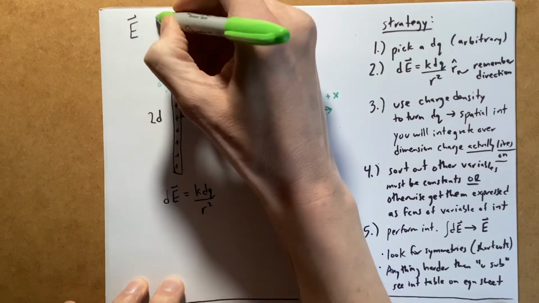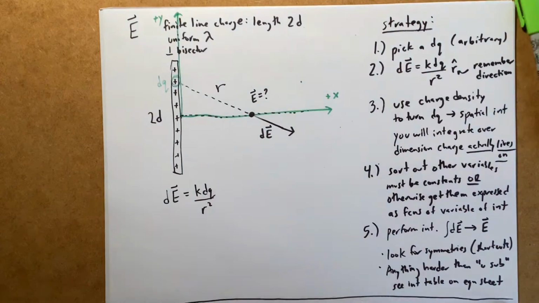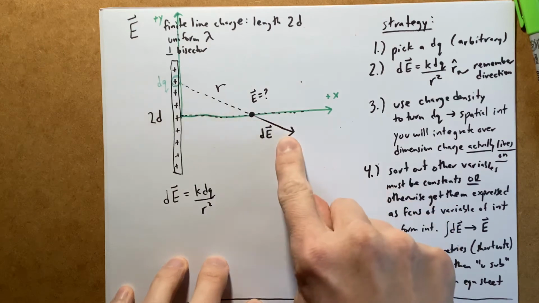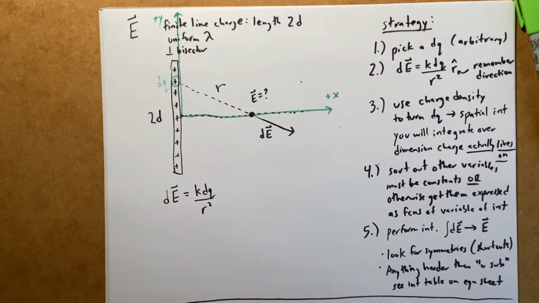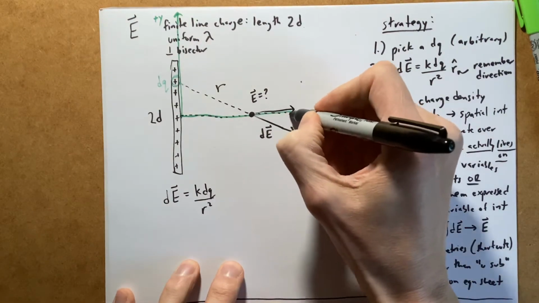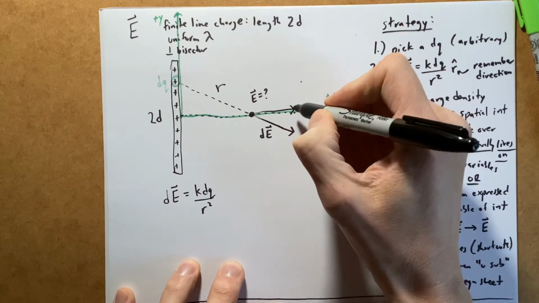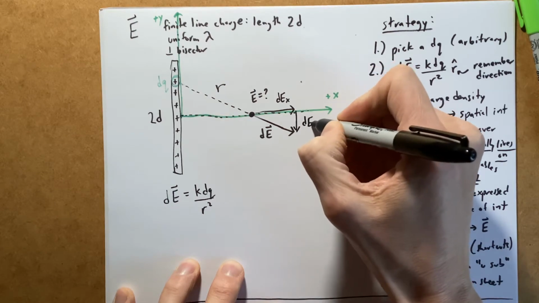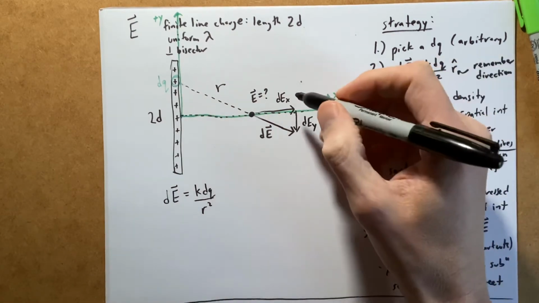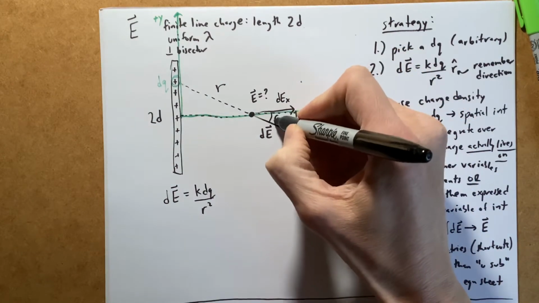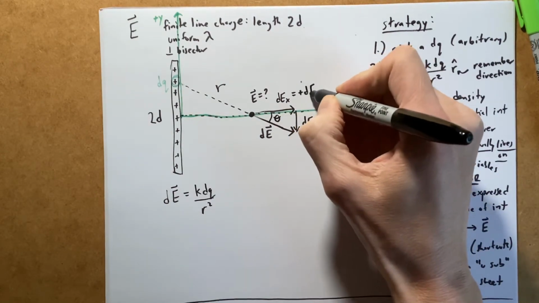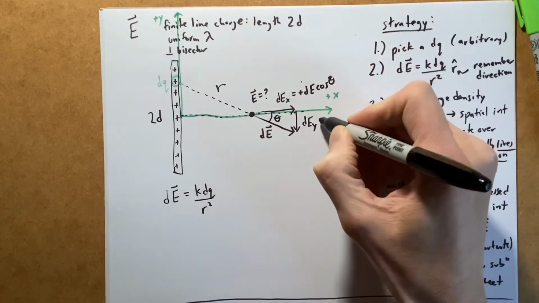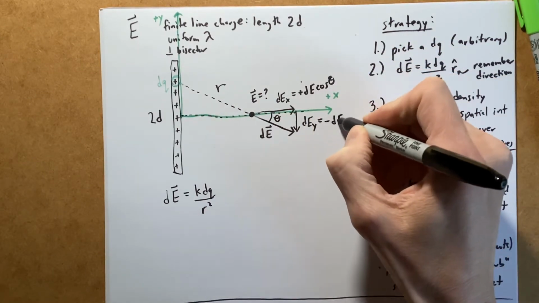like this. Sorry, got a little bit in the way there. And so what that allows me to do here is I know this dE contribution is diagonal, and it's going to allow me to break it into components to appropriately account for the direction. So it's going to have an x component, dE sub x, and a y component, dE sub y, like so. And if I call this angle theta, then this will be plus dE cosine theta, and this will be, since it's in my minus y direction, minus dE sine theta.